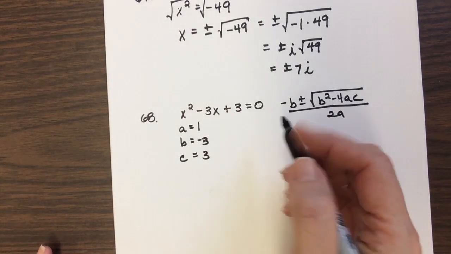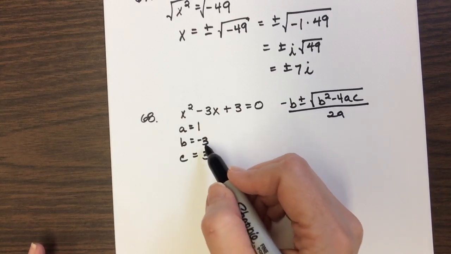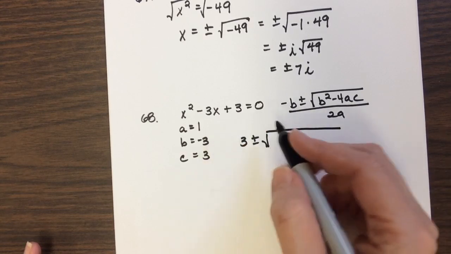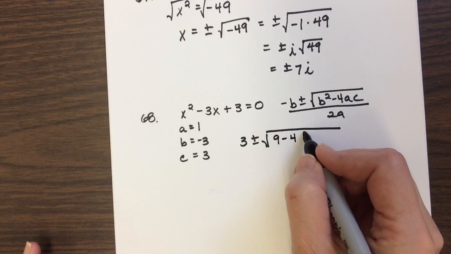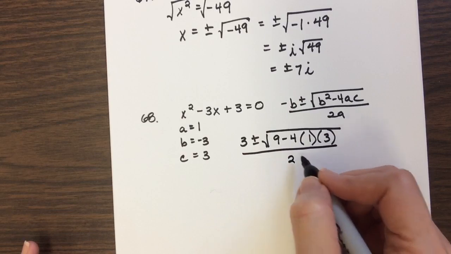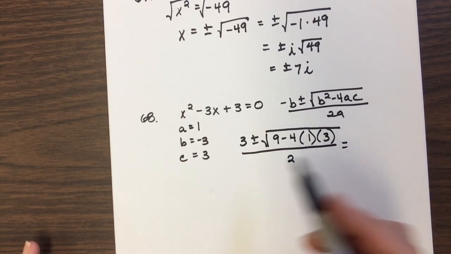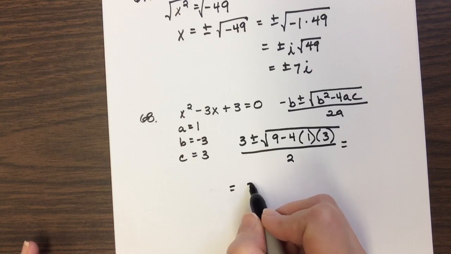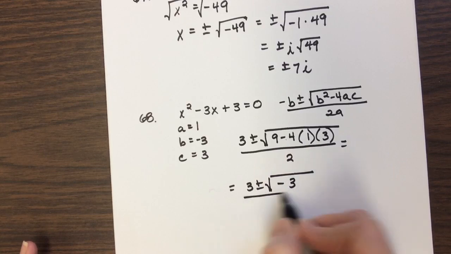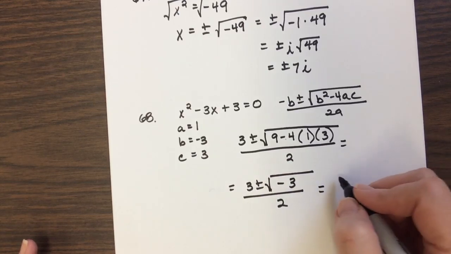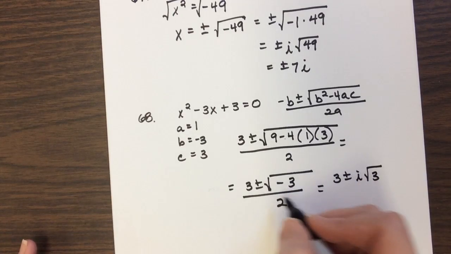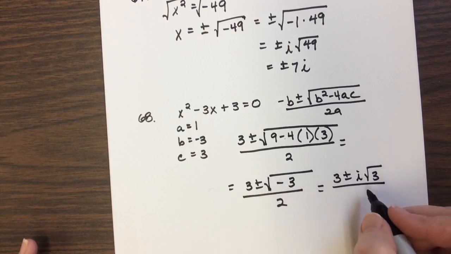So now I'm just plugging this into my formula. So I've got a negative B, so a negative times a negative 3 is the positive 3, plus or minus the square root of B squared. Negative 3 squared is 9, minus 4 times A, which is 1, times C, which is 3, all over 2 times 1, or 2A. Cleaning this up, this is just going to equal 3 plus or minus the square root of 9 minus 12, which is negative 3, all over 2. And this is going to be 3 plus or minus I times the square root of 3, because that negative 1, by definition, is I, so that's coming out, all over 2.